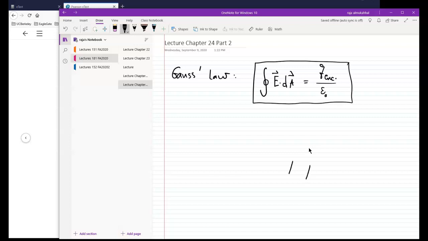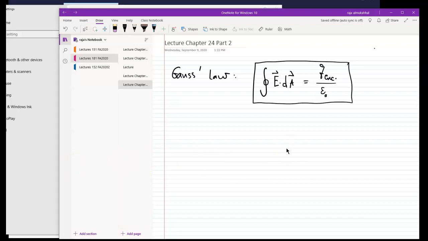I'm going to take a very simple example. Let's say, for example, you have a point charge, let's say here. And I would like to know the electric field of the point charge at a distance r at this point. Let's call it point P. As you know, we have done that in the previous chapter.